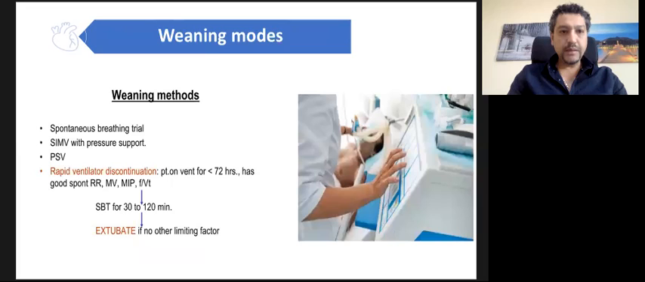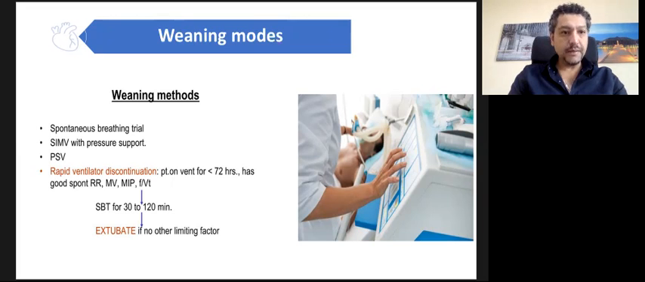We will move to the weaning modes. First of all, we have basically 3 different weaning modes, but we will talk more about the spontaneous breathing mode, or the SBT, the spontaneous breathing trial, which can be performed using the spontaneous mode on the mechanical ventilator, or even a T-piece at the end. And this is what we call a spontaneous breathing trial.